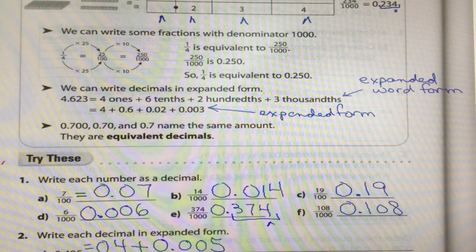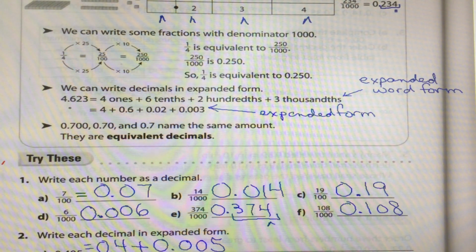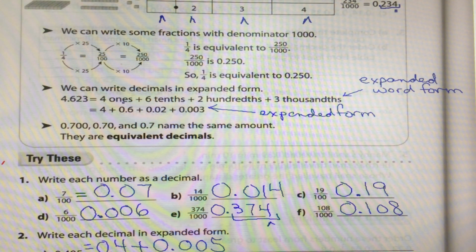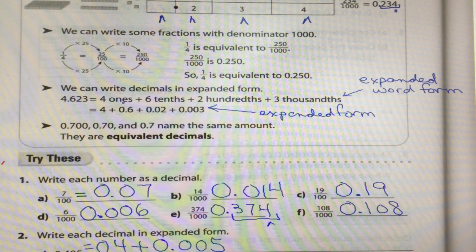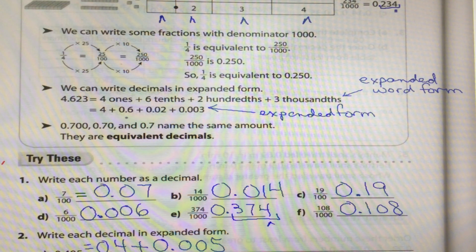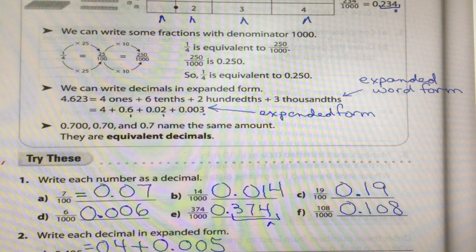It says we can write decimals in expanded form. So in this case, 4.623, we could write it as 4 ones plus 6 tenths plus 2 hundredths plus 3 thousandths. And that's called expanded word form. Then if we go into expanded form, it becomes 4 plus 0.6, which would be 6 tenths, plus 0.02, 2 hundredths, plus 0.003, which would be 3 thousandths. So that's our tenths column, hundredths column, thousandths column.